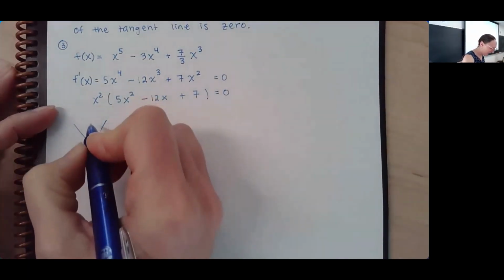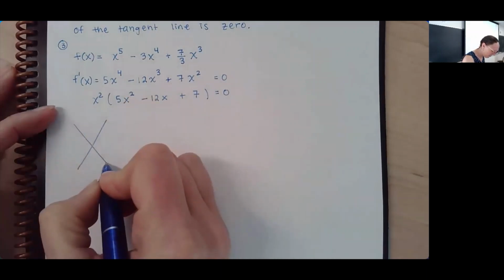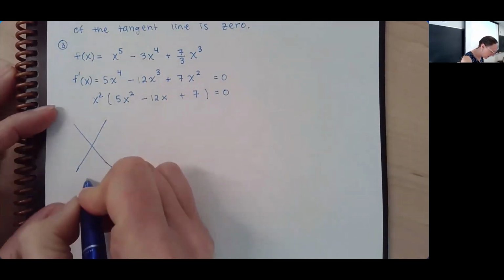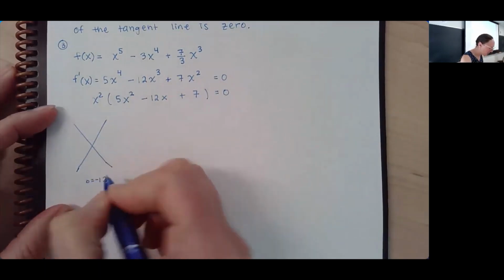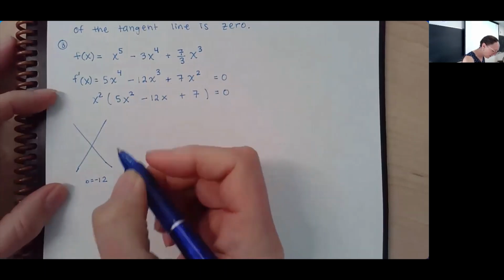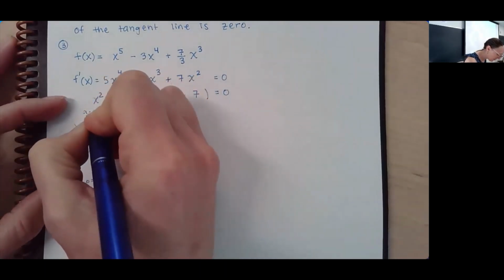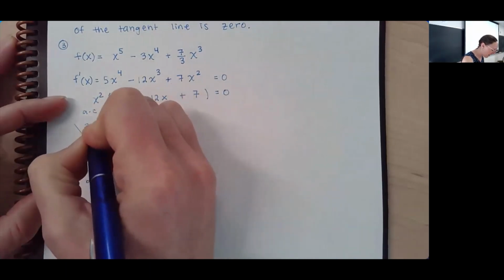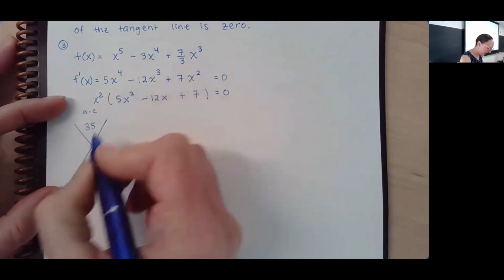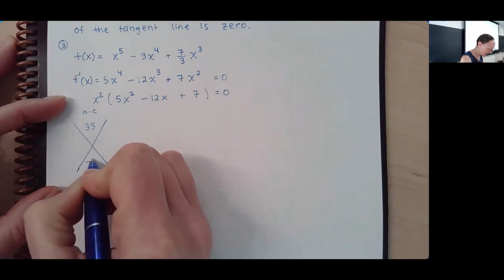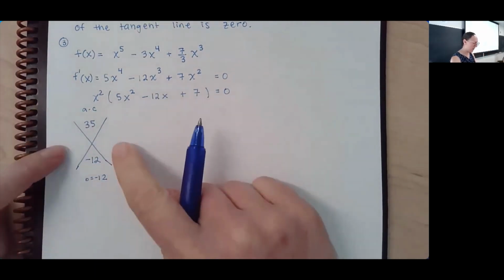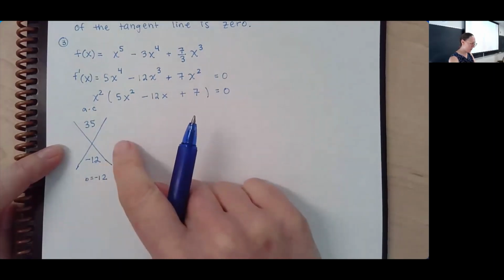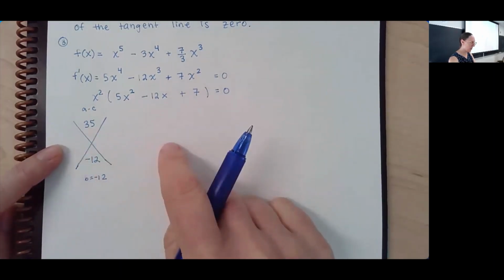So I'm going to make my bottom be the B value. If you put it on the top, that's okay too. And I'm going to make my top the A times C value. So I would have 5 times 7, and I would put a 35 right here. And I would put a -12 down here. And then I'm looking for two numbers that add up to -12 that multiply to be 35.